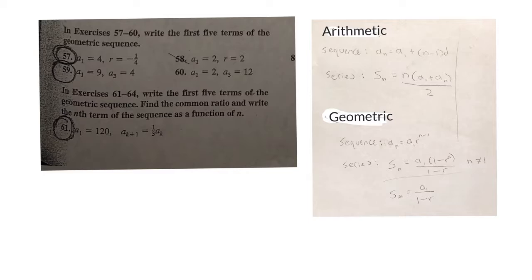Okay, so looking at problem number 61, let's look at the directions first. Write the first 5 terms of the geometric sequence, find the common ratio, and write the nth term of the sequence as a function of n. Okay, so they want not only the first 5 terms, but they also want us to come up with the formula. Not these formulas, but this formula. This is the nth term of the sequence as a function of n. All right. Nth term of the sequence meaning, this one, right?